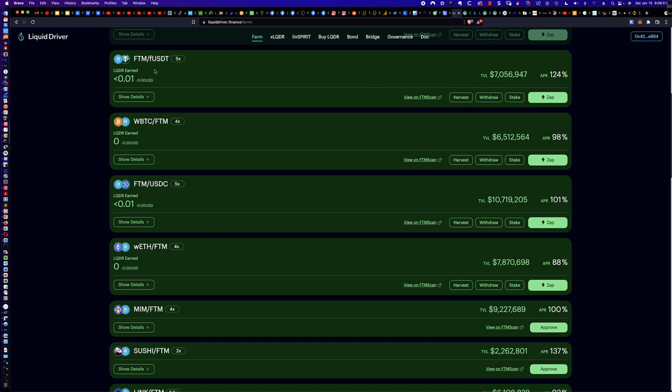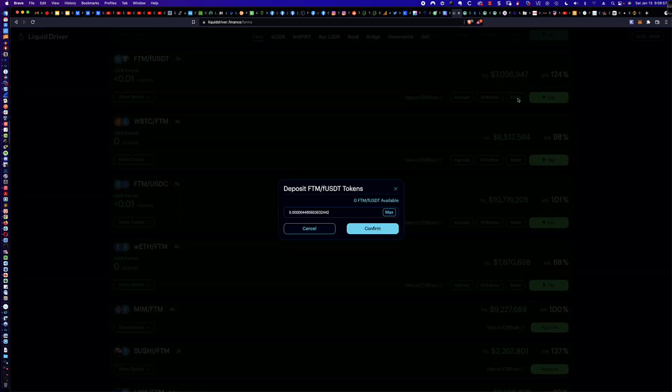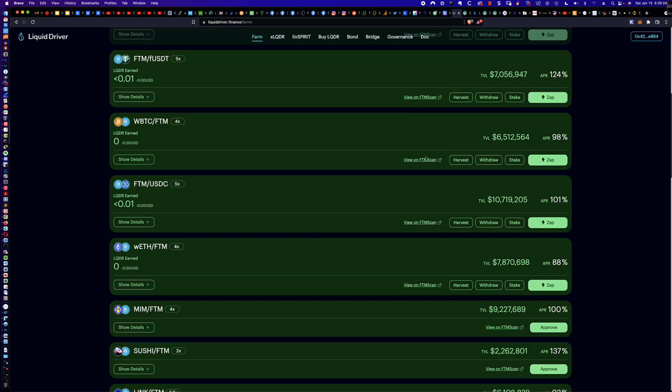So now here we are with the FTM FUSDT pool. I've staked my tokens. If I click on stake again, you'll notice there's nothing for me available. There's nothing available to stake because we've already staked it. Now, you'll notice that the meter here is not going to move because there's just simply, at least I wouldn't think it's going to, there's just simply not enough. We didn't put enough LP tokens in here to have this move.